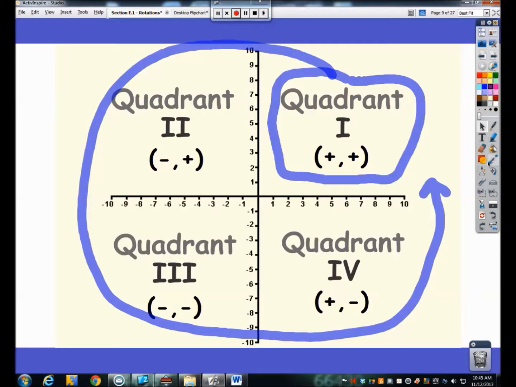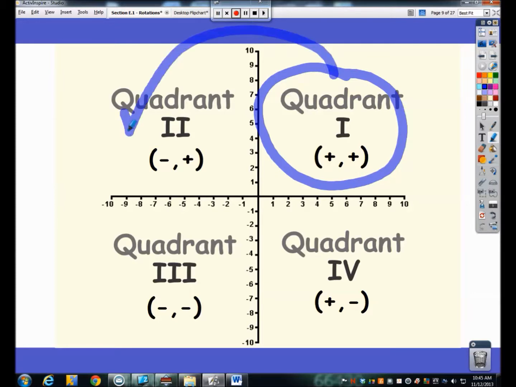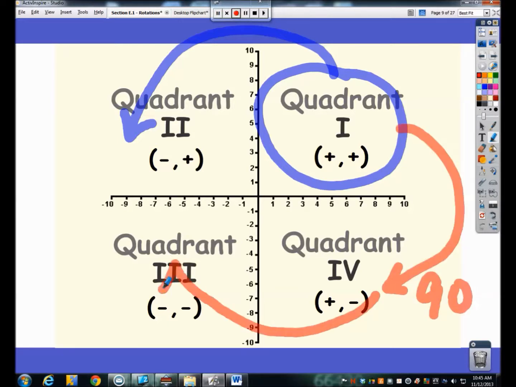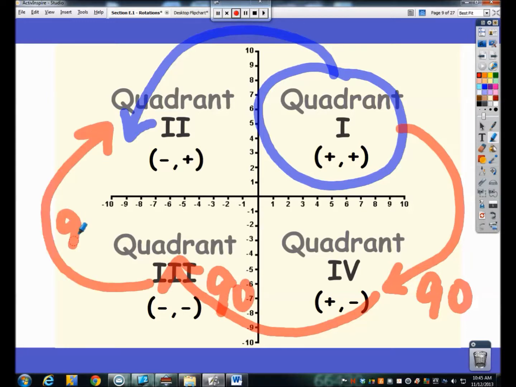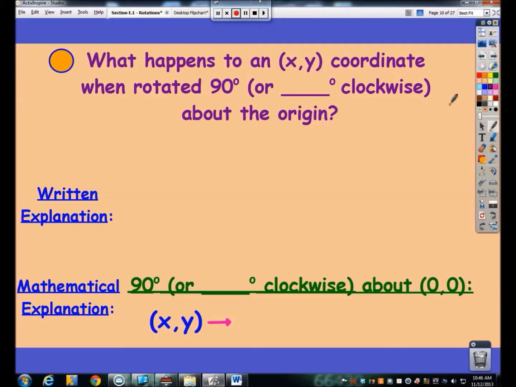Let's jump back to here real quick. A 90-degree rotation means we're going to end up somewhere over here in quadrant 2. Now, if I wanted to go clockwise, this would be 90 degrees. And then if I went another 90 degrees, I'd be over in quadrant 3. And then if I went another 90 degrees, I'd finally be over in quadrant 2. So 90 degrees, 90 degrees, and 90 degrees all together makes a 270-degree clockwise rotation.